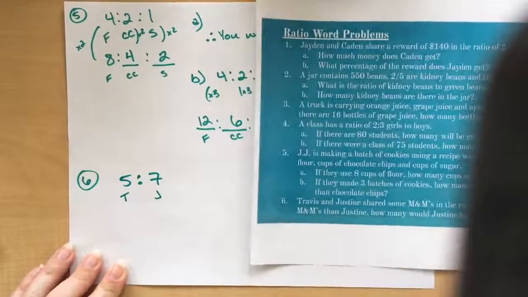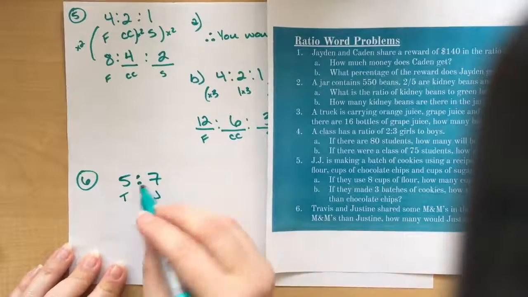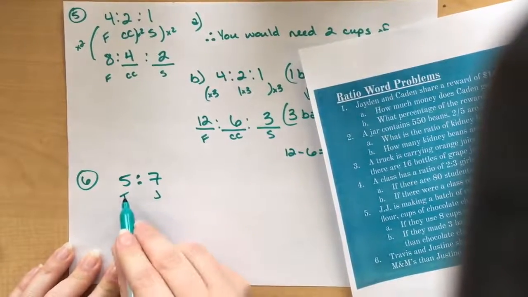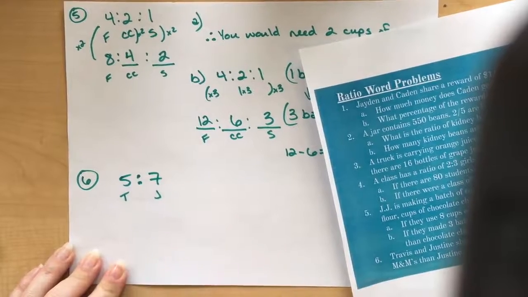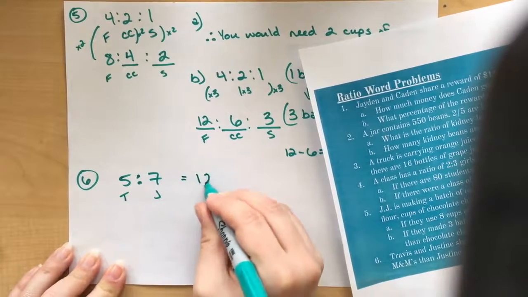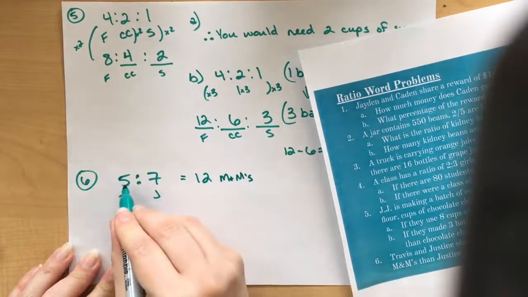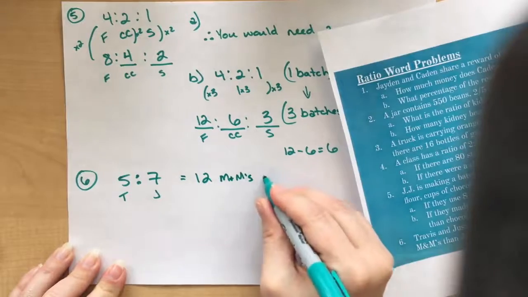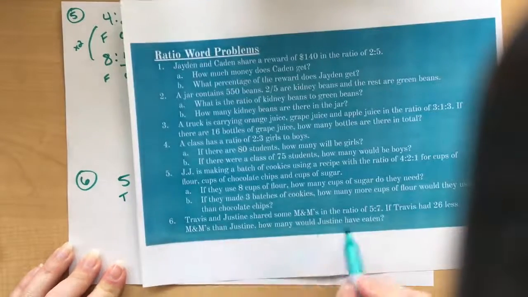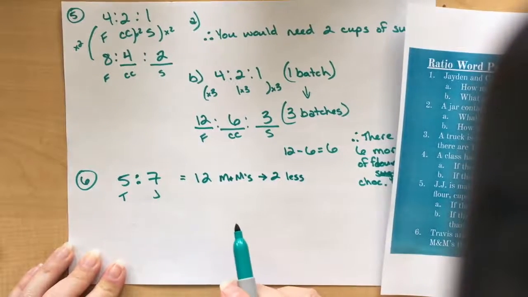Okay, if Travis had 26 less M&Ms than Justine, right now, if I was looking at this as the ratio, Travis would have 2 less M&Ms than Justine, right? If we're looking at this as like a total, there would be 12 M&Ms in total, and Travis is getting 2 less. We need to find a situation where Travis is actually going to have 26 less.